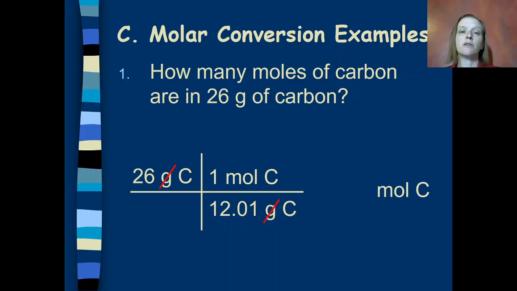Doing the multiplication and the division, I'm doing 26 times 1 divided by 12.01. Doing the math, you get 2.2 moles of carbon. 2 significant figures, because my limiting number of sig figs comes from this value here, 2 significant figures.